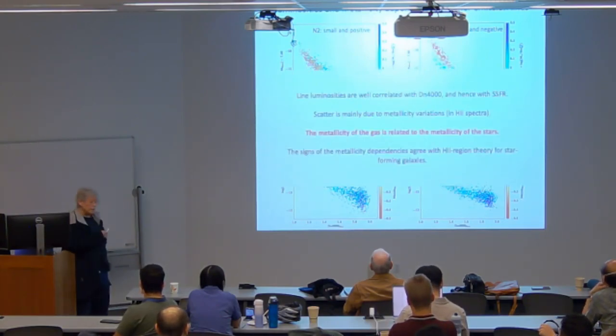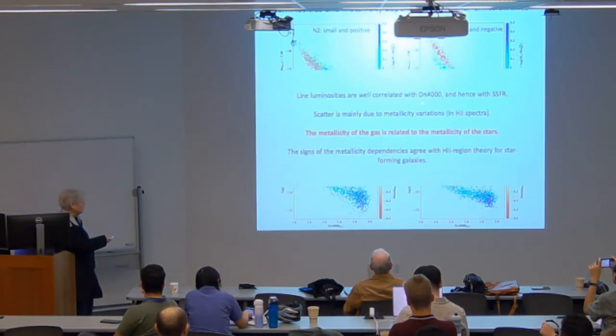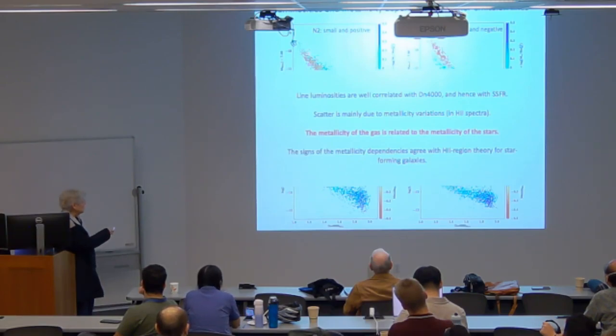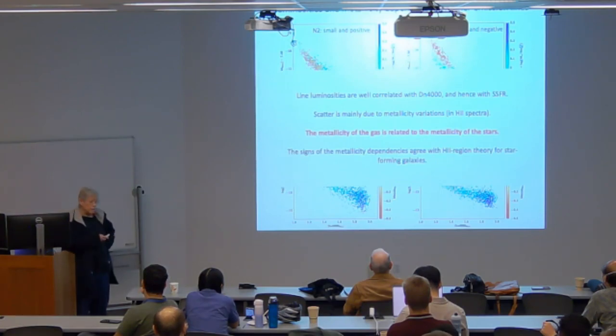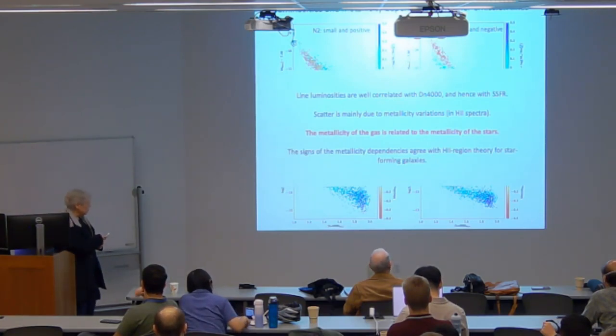Okay, the line luminosities, all the line luminosities, are pretty well correlated with D4000 and hence with star formation rate or stellar population age. The scatter is mainly due to metallicity variations in the H2 region parts of the diagram, especially here, where O2 has particularly large scatter. The metallicity of the gas is related to the metallicity of the stars, and the signs of the metallicity dependences generally agree with what H2 region theory predicts for star-forming galaxies. Okay?